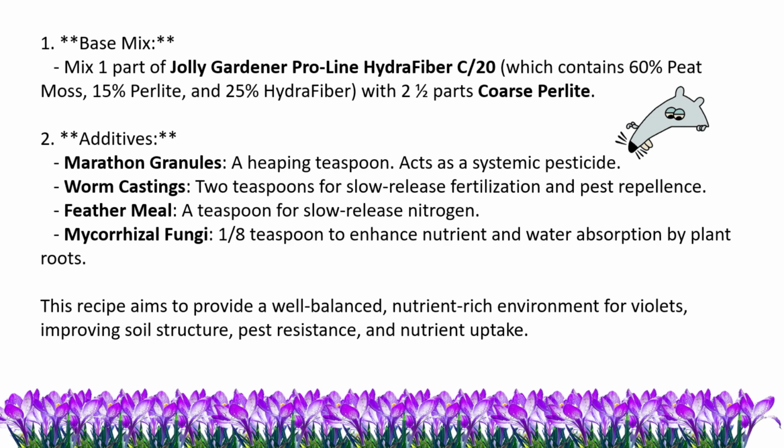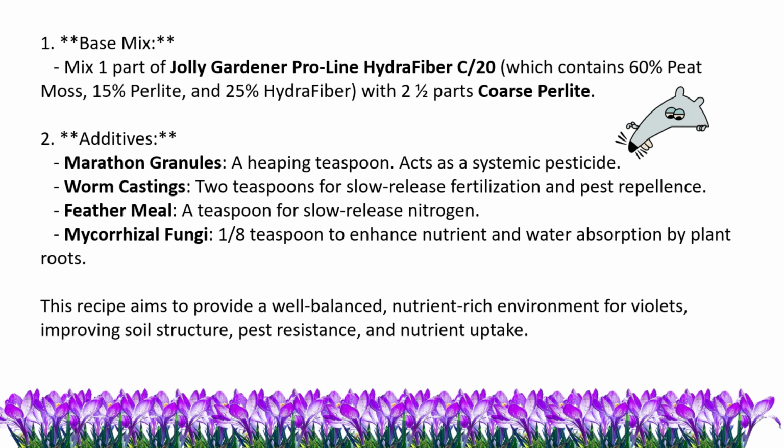2. Additives. Marathon granules, a heaping teaspoon. Acts as a systemic pesticide. Worm castings, 2 teaspoons for slow-release fertilization and pest repellents. Feather meal, a teaspoon for slow-release nitrogen. Mycorrhizal fungi, 1/8 teaspoon to enhance nutrient and water absorption by plant roots.